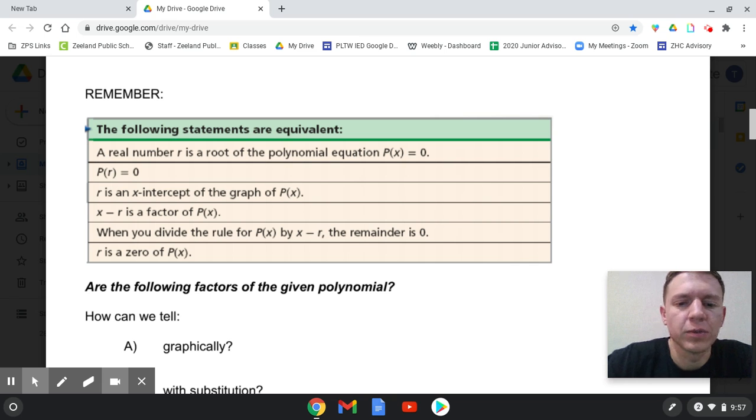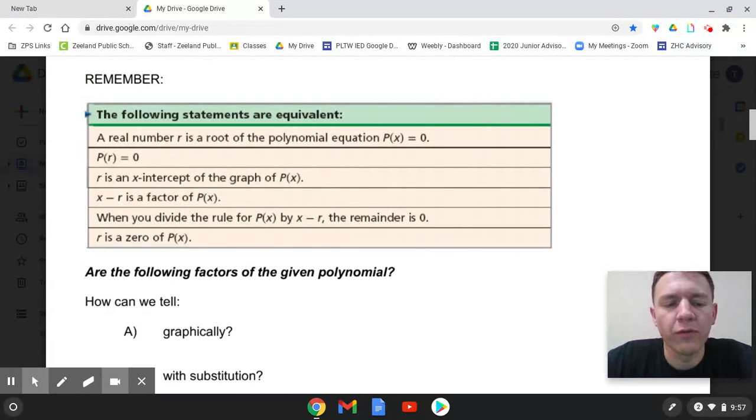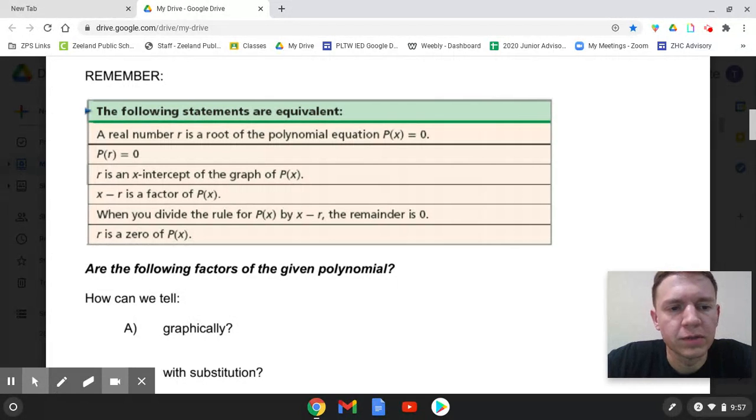Well, this first page we're going to talk about goes a little bit into kind of what factors are. So we'll spend a little bit of time here. Now this table up here, all those different sentences or phrases, they're all essentially the same thing. They're all saying that r is a root of p of x, or r, if you plug it into p of x, will equal 0.